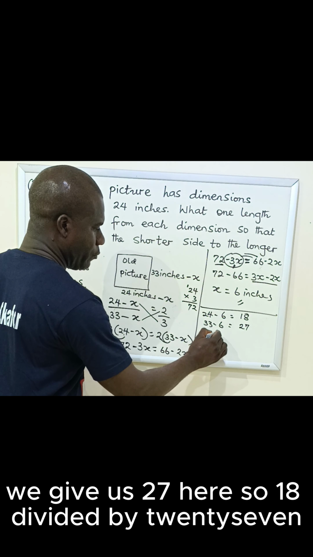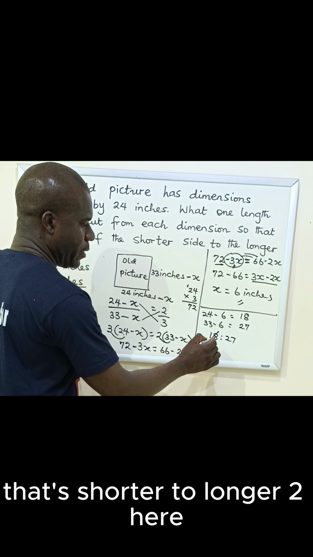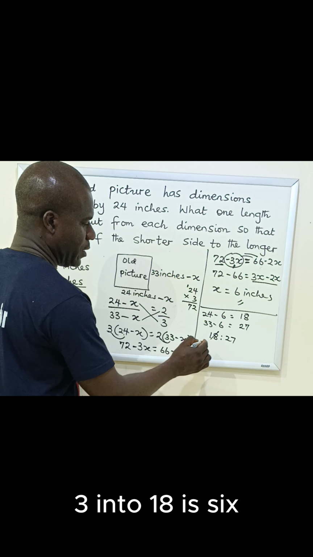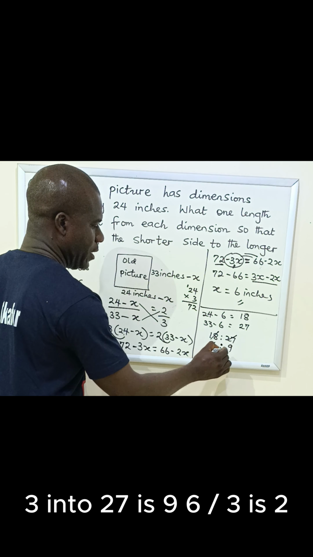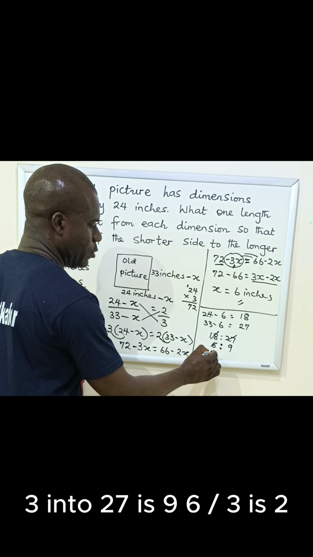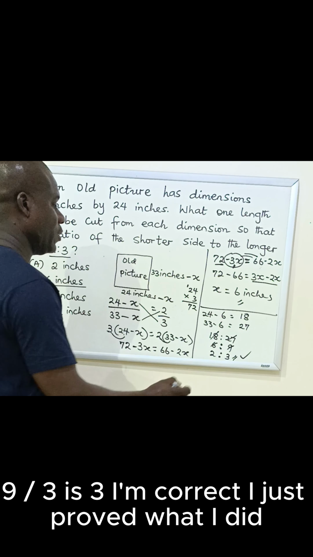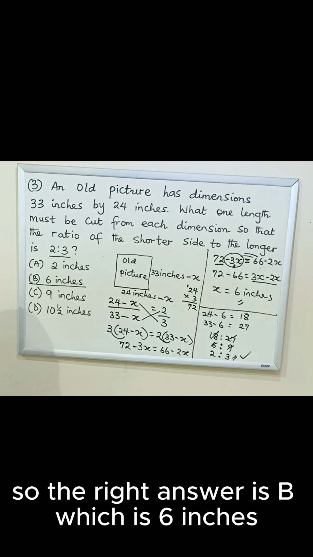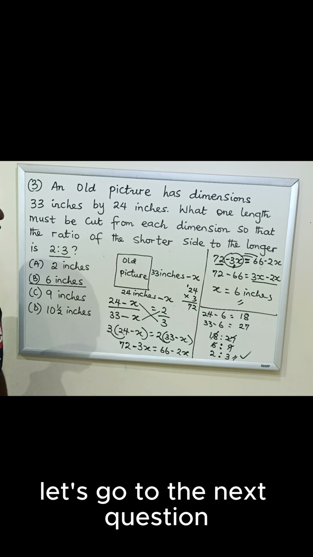So 18:27, that's shorter to longer. 3 into 18 is 6. 3 into 27 is 9. 6 divided by 3 is 2. 9 divided by 3 is 3. I'm correct. I just proved what I did. So the right answer is B, which is 6 inches. Let's go to the next question.